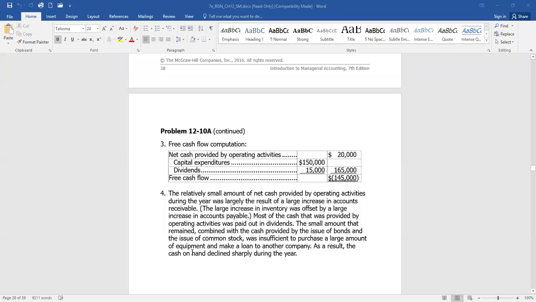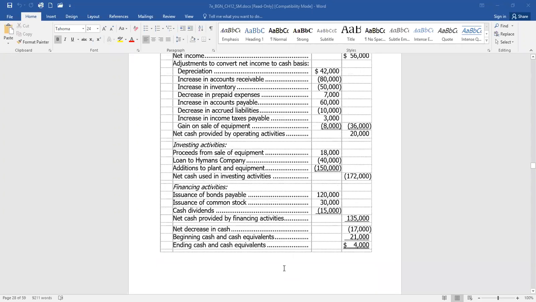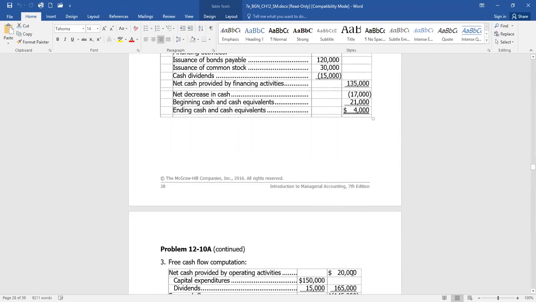The small amount that remained, combined with the cash provided by issuing the bonds and the common stock, was insufficient to purchase a large amount of equipment and make a loan to another company. As a result, the cash on hand declined sharply during the year. What does that mean? Well, we had $20,000 we brought in from operating activities. We were able to finance by selling more bonds and selling more stock, $135,000. But even combined, that's only $155,000. And we spent on investing in new assets $172,000. So that's why our cash decreased overall.